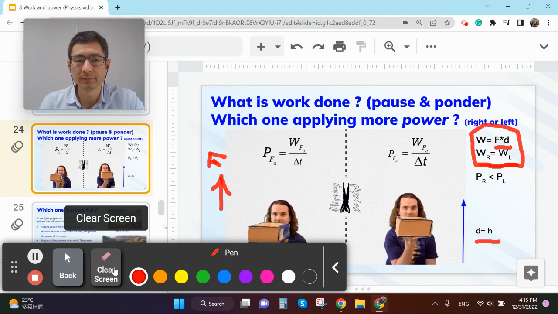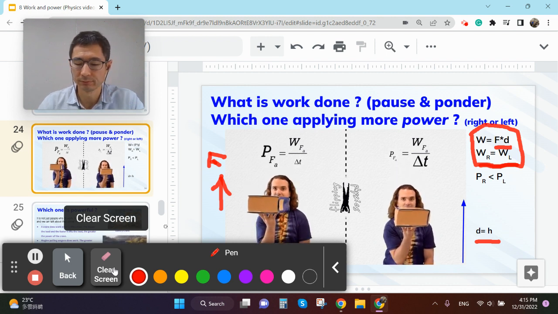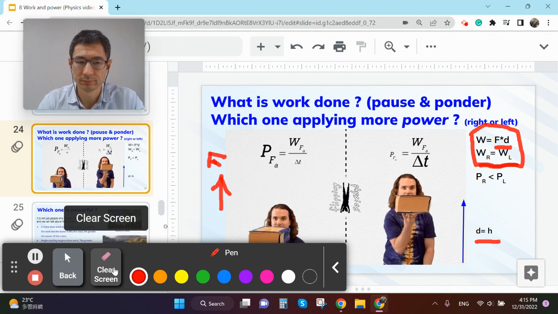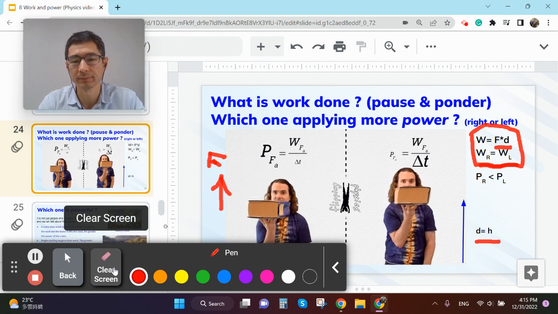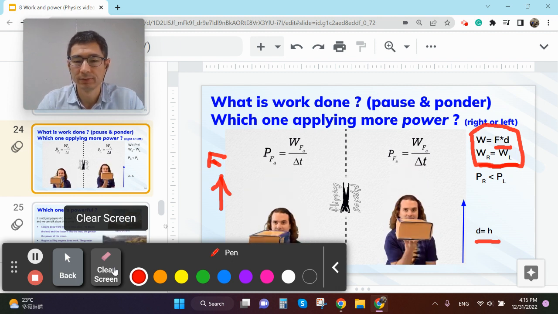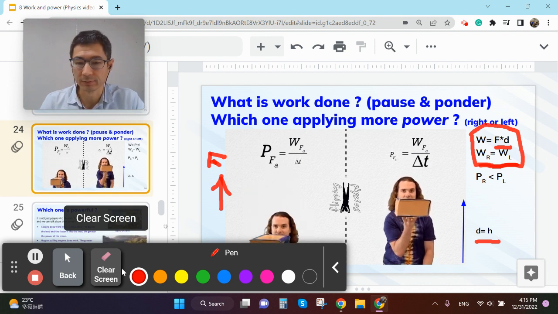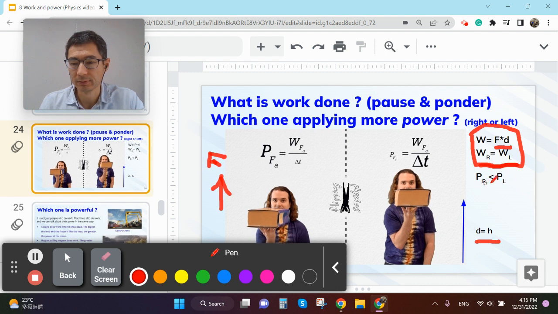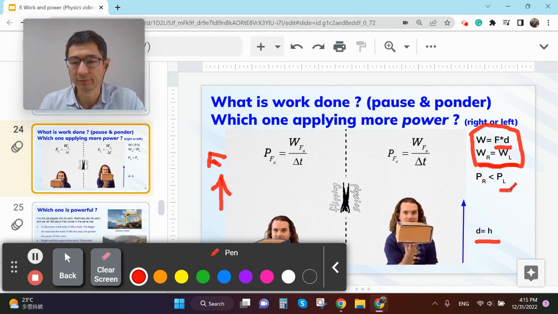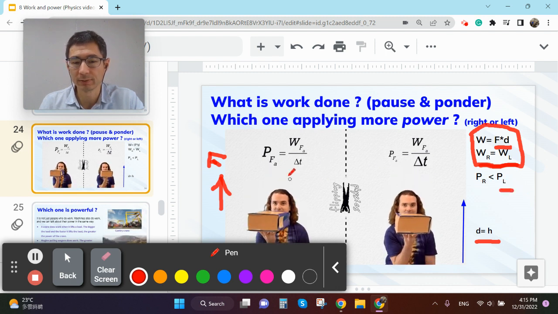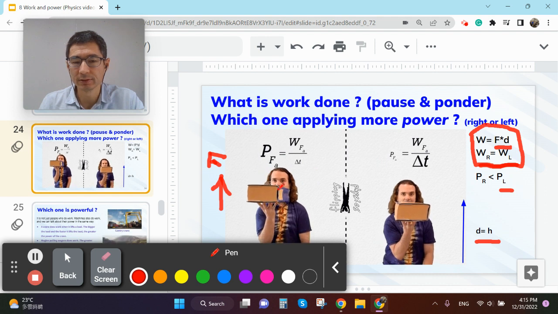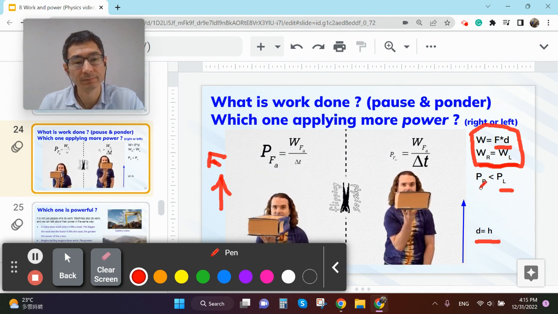However, the power applied on the book, the power applied by the teacher, which one is higher? The one on the left, isn't it? The one on the left is higher. Why? Because the teacher on the left is taking less time.